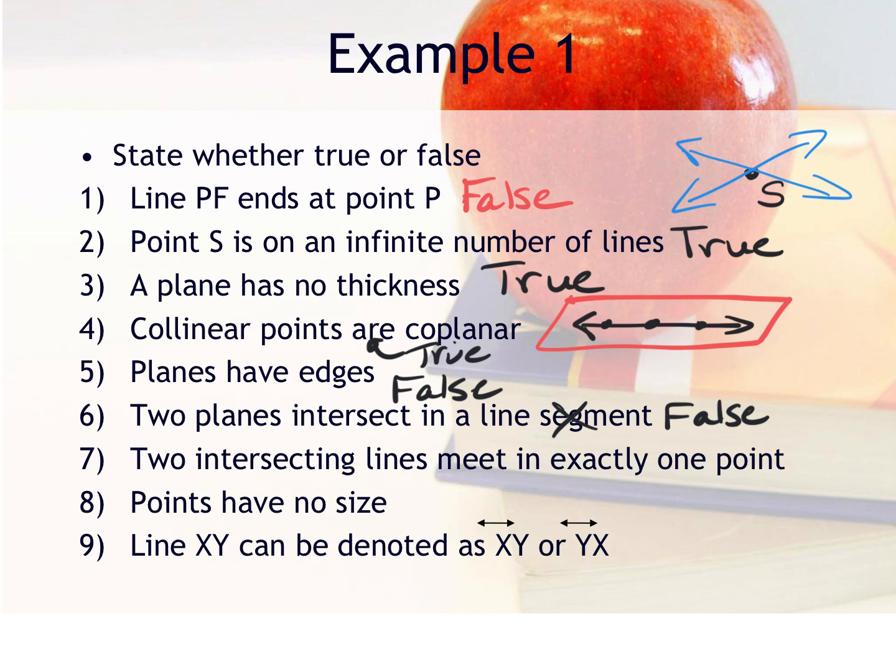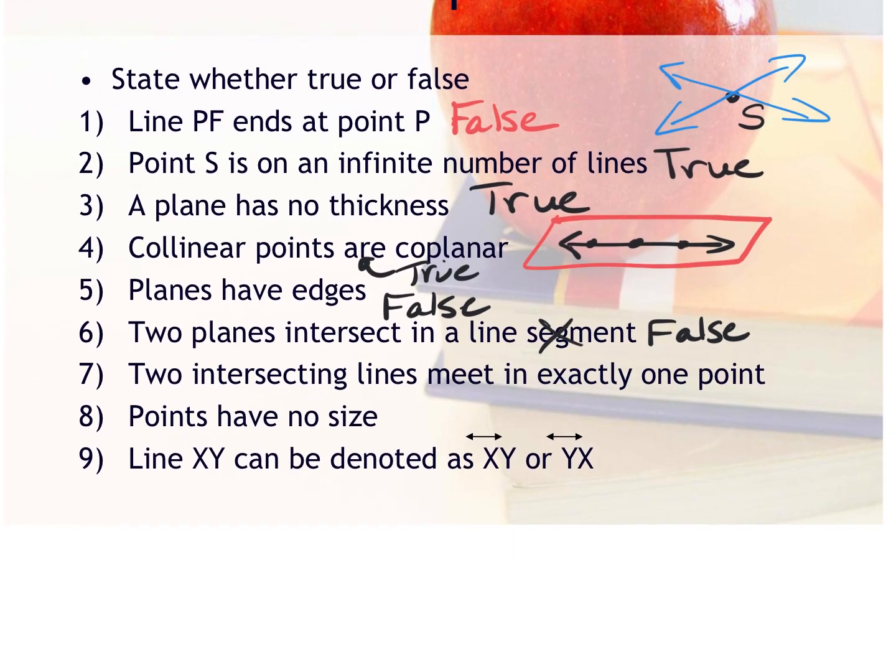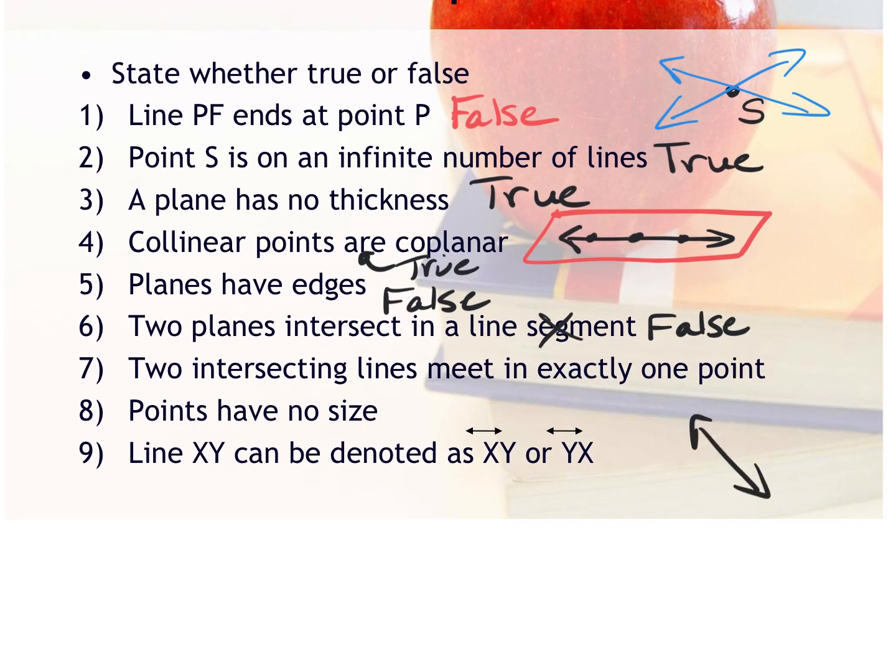Two intersecting lines meet at exactly 1 point. This one is true. So there's that. X marks the spot. This one is true. Points have no size. True. Good.